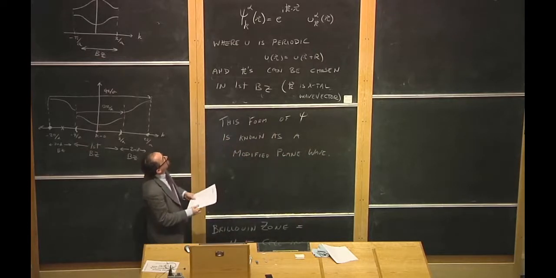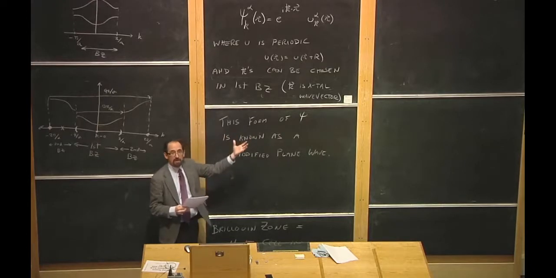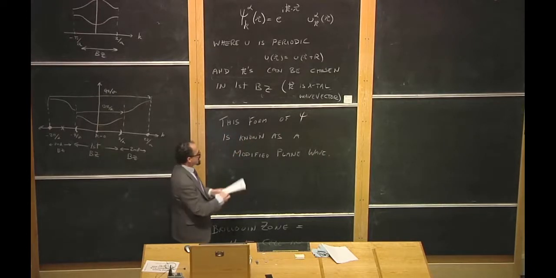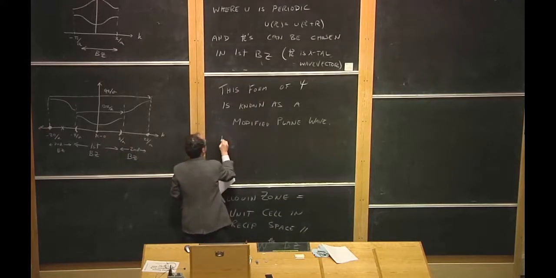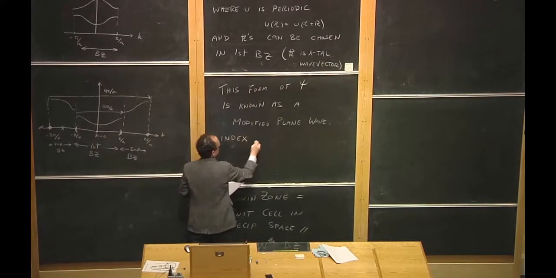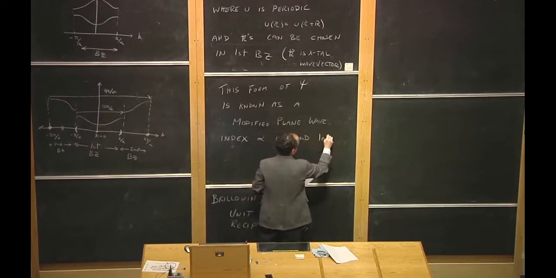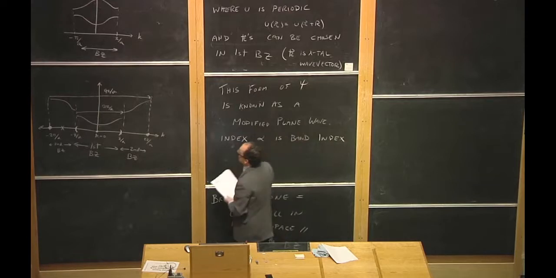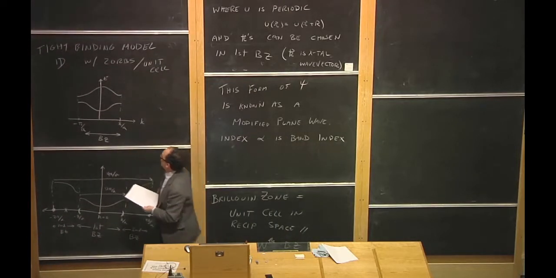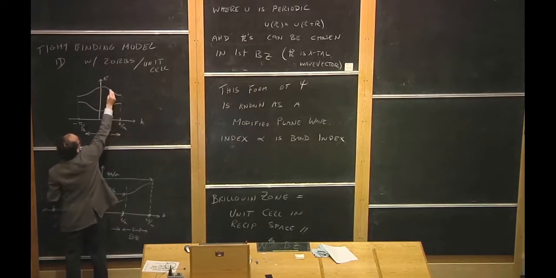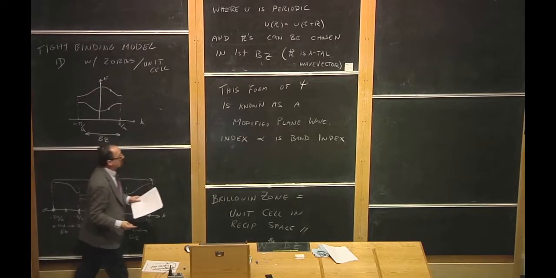That should be fairly obvious. It's a plane wave, e to the i k dot r, and it is modified by being multiplied by a periodic function u. That's the modification of the plane wave. The index alpha is the band index. The band index is meant to describe that you get a different wave function if you're talking about this point here or this point here at the same k vector. At the same k vector, you can have more than one eigenstate.